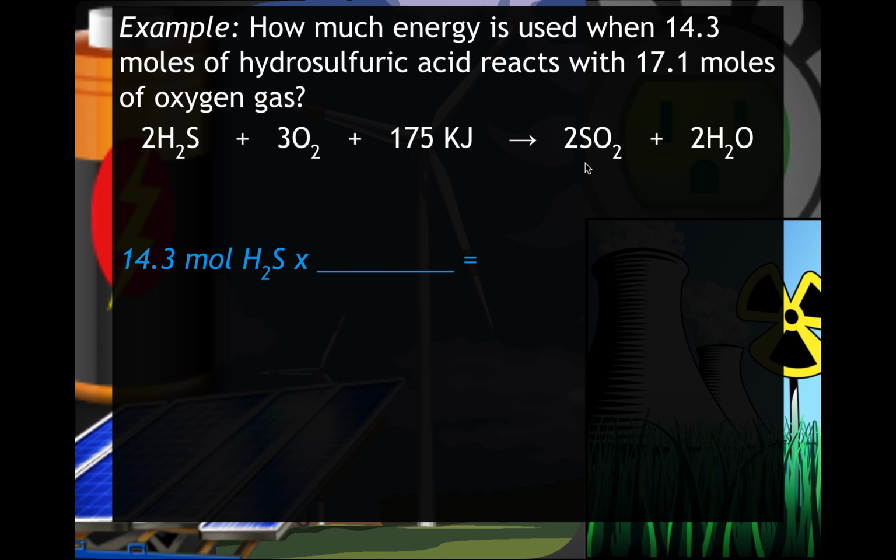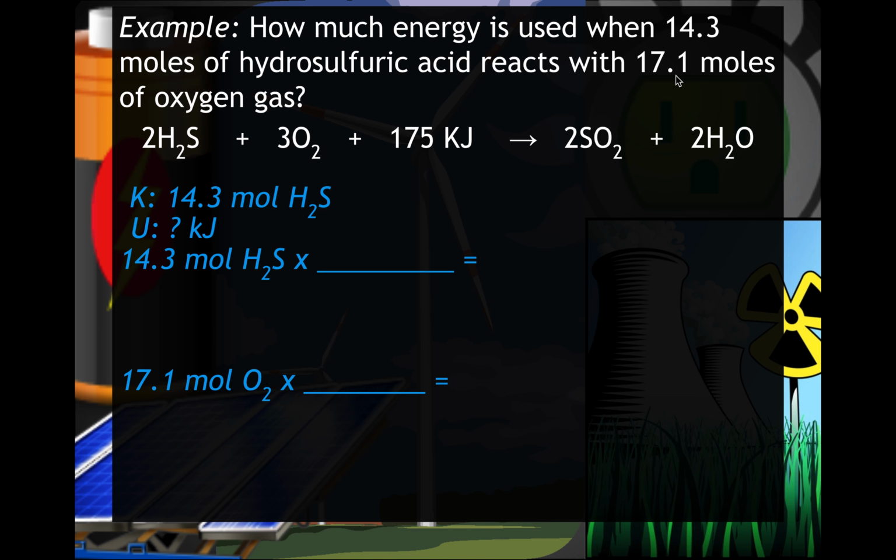So let's go ahead and start plugging in our information. We're going to be using 2 different calculations because we have this amount of hydrosulfuric acid and we have this amount of oxygen gas, and we want to find out which one's going to be the limiting amount. So there's my known for this one. My unknown is how many kilojoules.